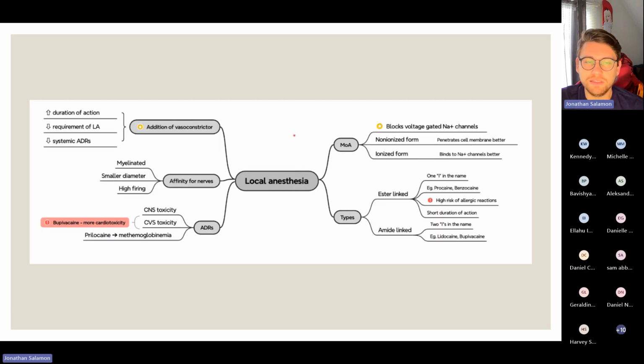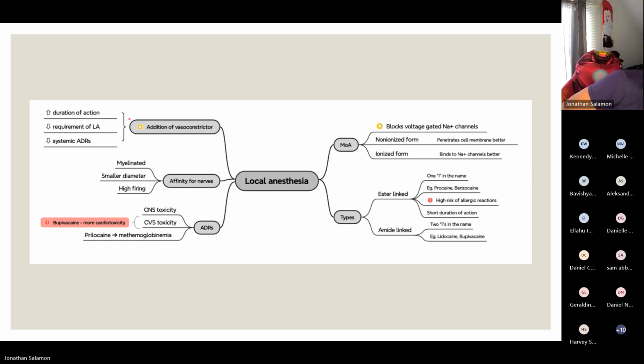Local anesthetics are basically all sodium channel blockers. That's super important. Definitely know that. Also know that for local anesthesia, we'll add a vasoconstrictor. Why do we add a vasoconstrictor? A couple reasons. One, we don't want this going anywhere else in the body. Two, it increases its duration of action because it doesn't get dissipated.